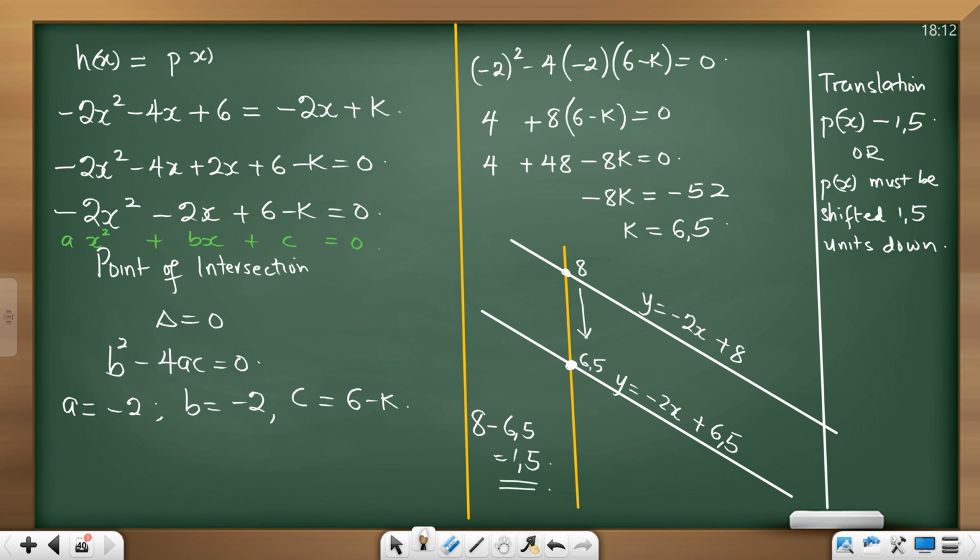Beautiful question. If I was in a grade 12 class, I won't waste time. I would use calculus. I'll just derive and equate to negative 2 and I'm done.